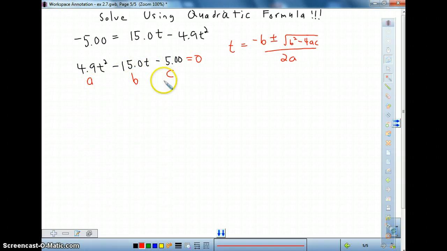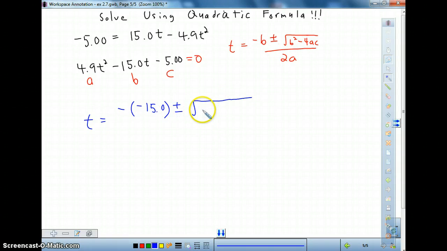Once we identify a, b, and c from the descending order we have here: a is always the coefficient on the squared term, b is always the coefficient on the first powered term, and c is always the constant, which has no variable next to it. So now we simply plug in. t will equal -b, and b is already -15, so those will cancel out, plus or minus the square root. If you remember, what's under the square root is called the discriminant, but it doesn't really matter if you remember that or not.